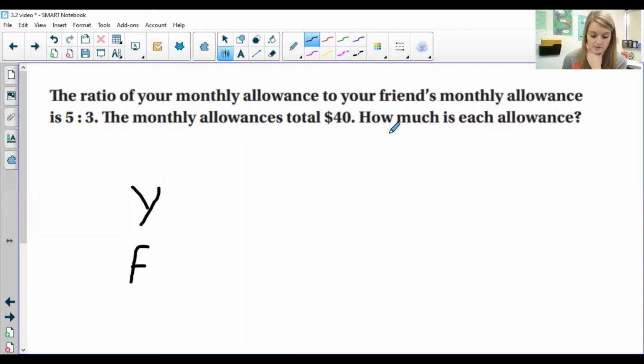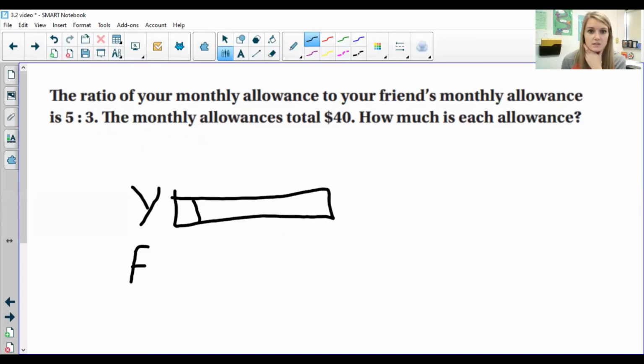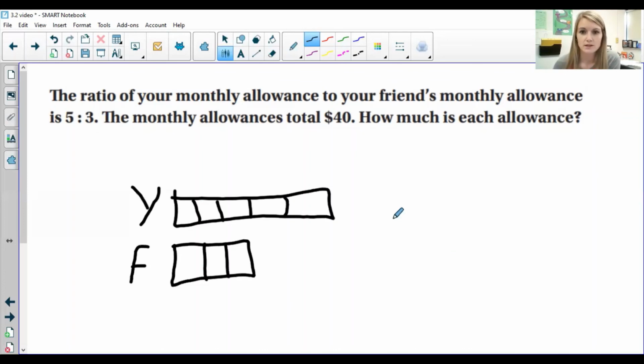So we're going to draw our tape diagram. And mine is 5 because it comes first. So I'm going to have 5. 1, 2, 3, 4. And my friend's, his ratio is 3. Or hers. Depends on the friend, I suppose. Okay. So now I've got 3 boxes. The monthly allowances total $40. So not just mine, not just my friend's, but total. So combine both of these together, it's going to be $40.